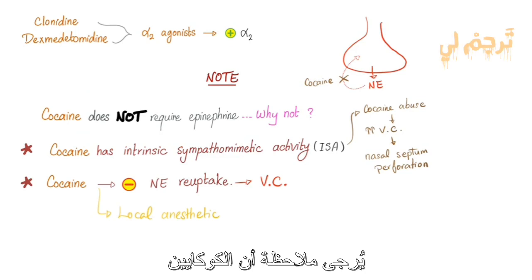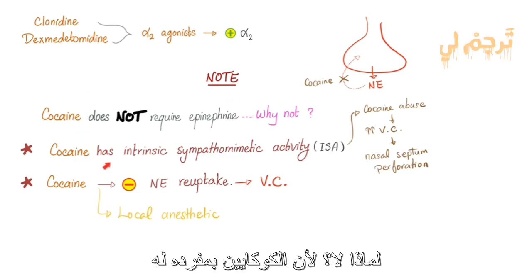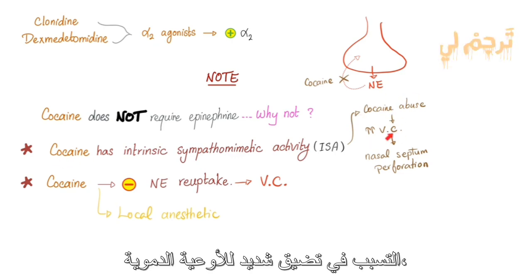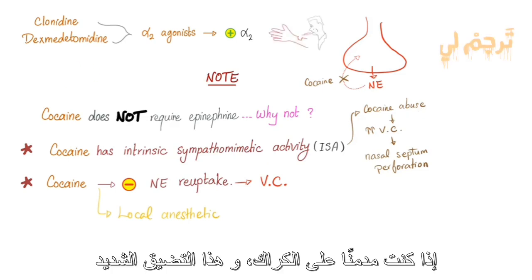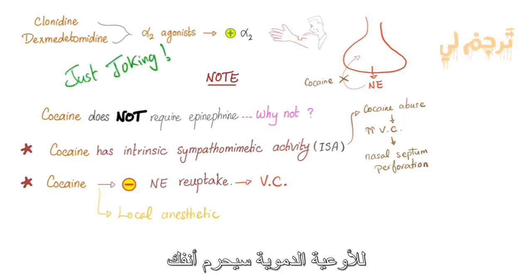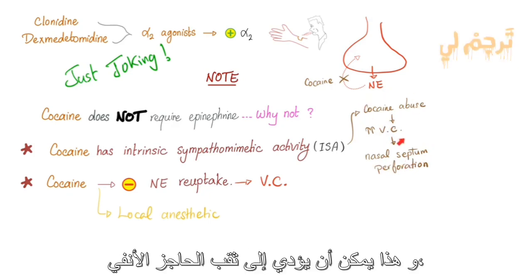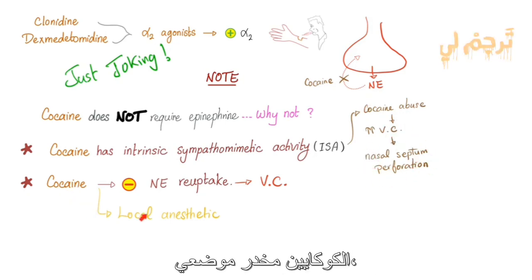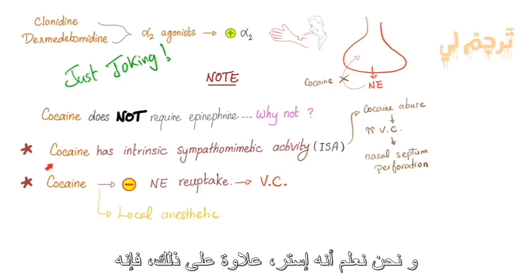Please note that cocaine does not require the addition of epinephrine. Why not? Because cocaine on its own has an intrinsic sympathomimetic activity. And this explains why cocaine is capable of causing severe vasoconstriction, especially if you are a crackhead. This severe vasoconstriction will deprive your nose of blood supply, especially the nasal septum, because you're snorting it. This can lead to nasal septal perforation. This is very high yield for your exam. Cocaine is a local anesthetic. We know this. It's an ester.